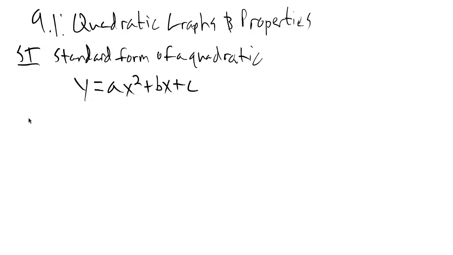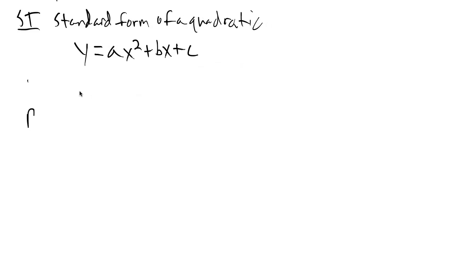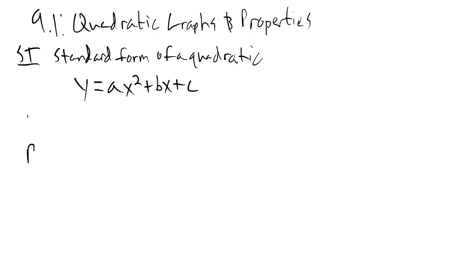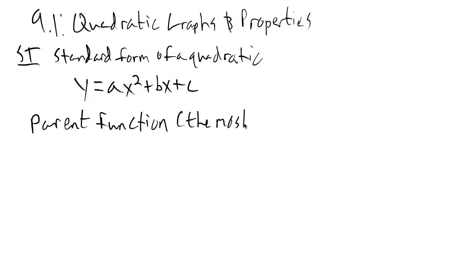We also had something else important. We called it the parent function. The parent function is the most basic form of the quadratic. And that most basic form, right, if we had nothing else, what makes this a quadratic is our x squared. So our parent function is y is equal to x squared.